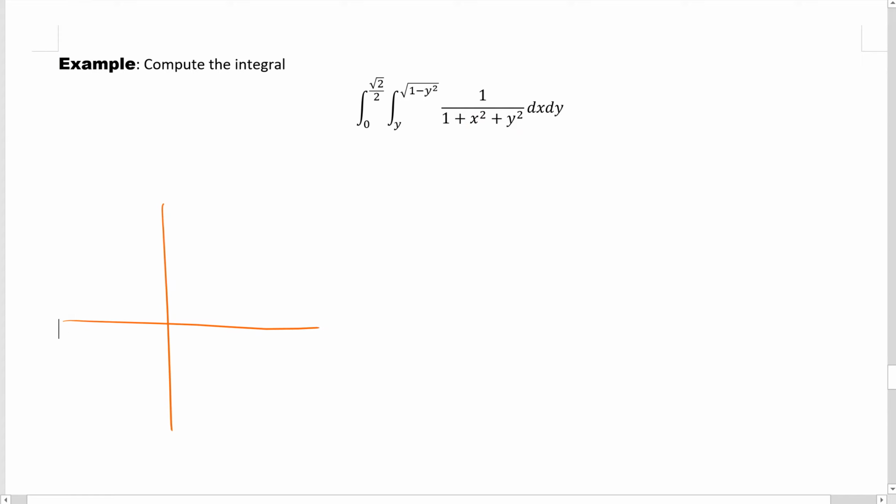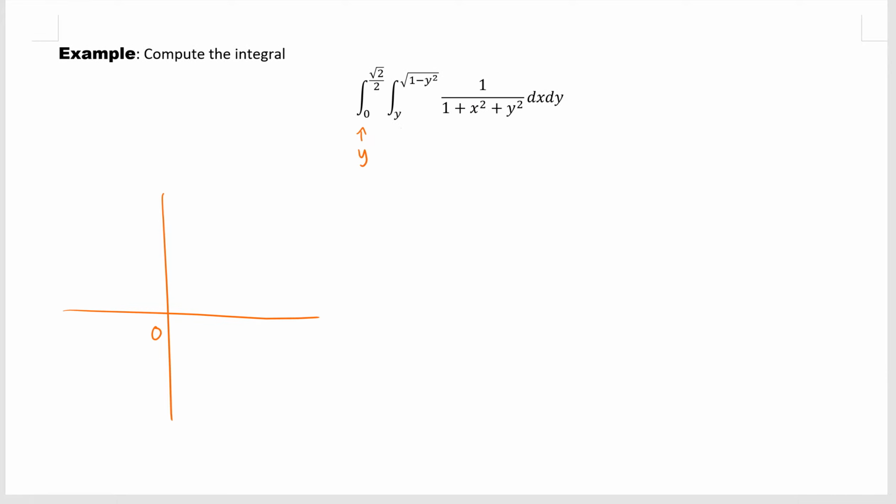Okay. So let's see. Our y goes from 0 to root 2 over 2, and our x goes from y to square root of 1 minus y squared. But let's figure out what x is. So x equals y. What does x equals y look like?